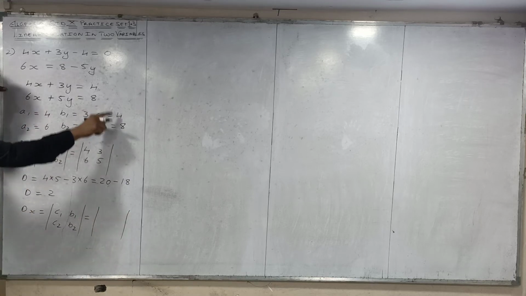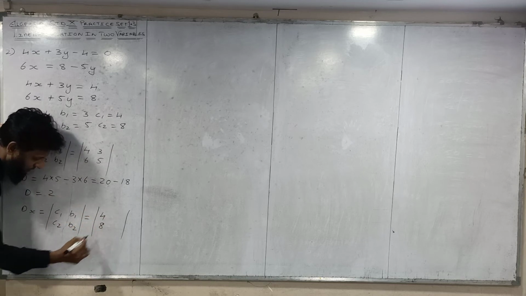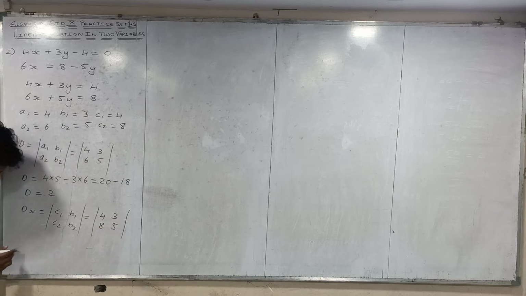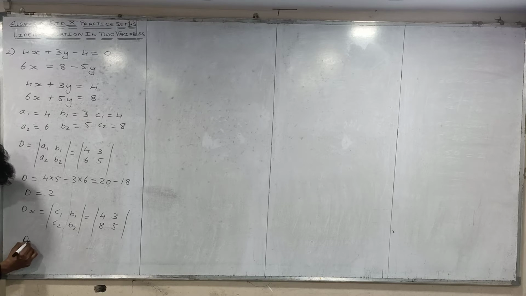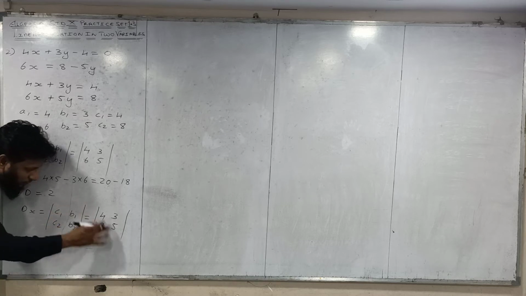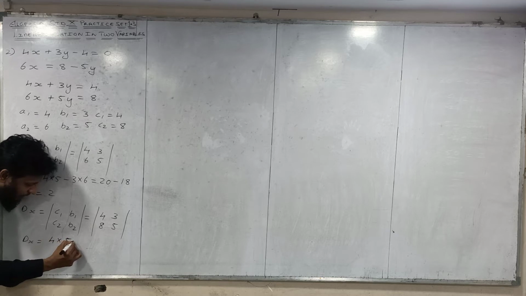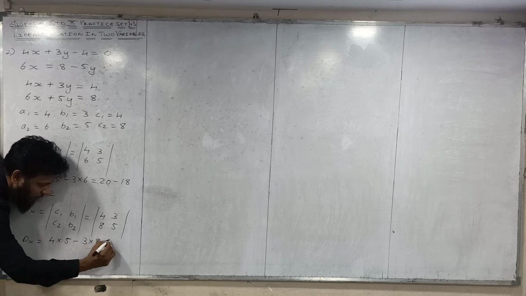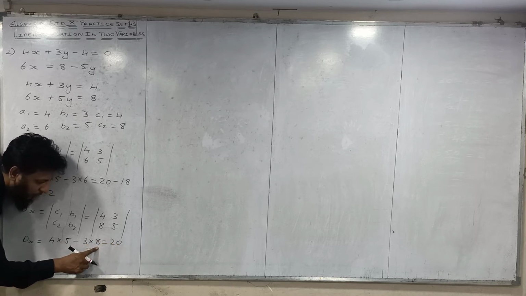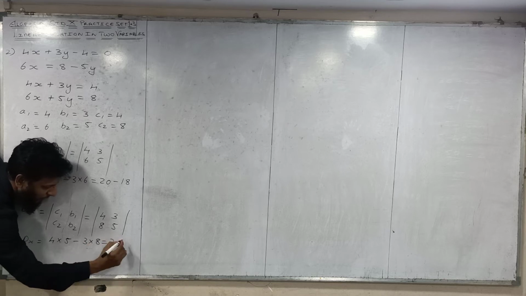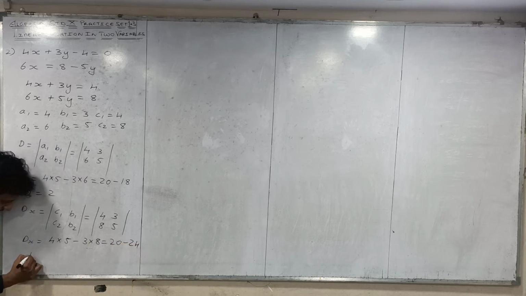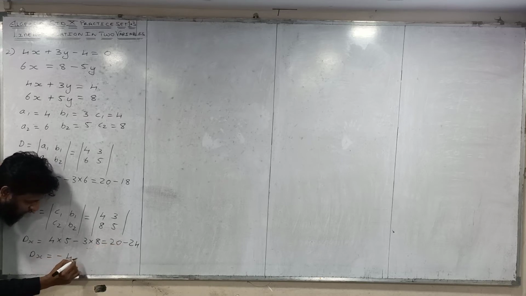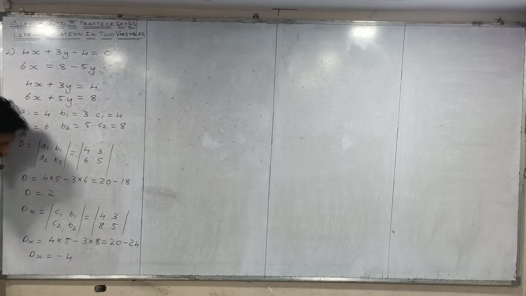a1 c1, c2, 4 8; b1 b2, 3 5. So don't miss the number and sign, write the values properly. dx is equal to 4 multiplied by 5, put minus sign, 3 multiplied by 8. 4 5s are 20, 3 8s are 24, minus plus minus 24. dx is equal to 20 minus 24 gives you minus 4.